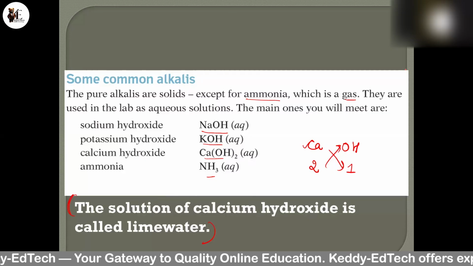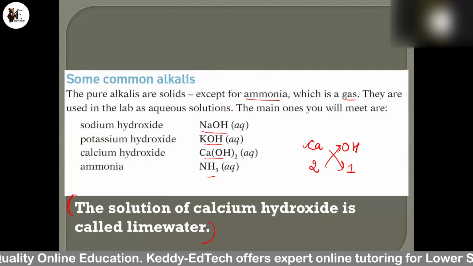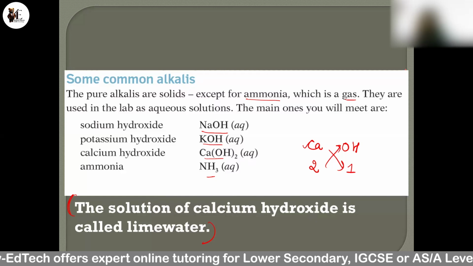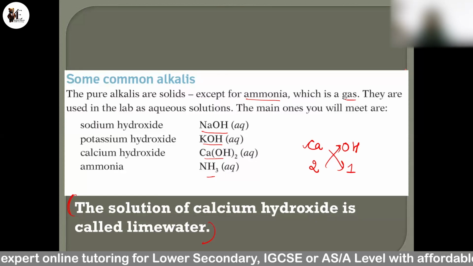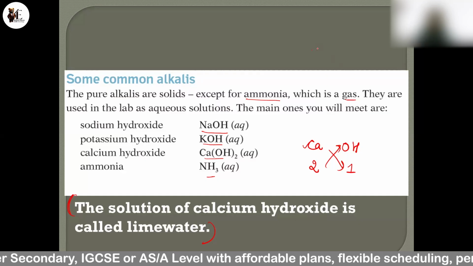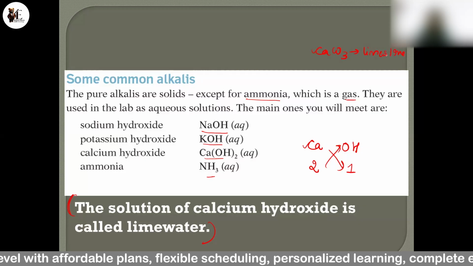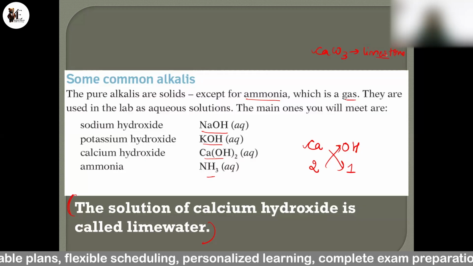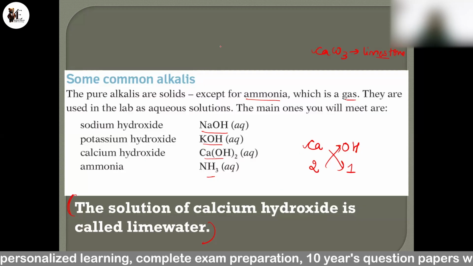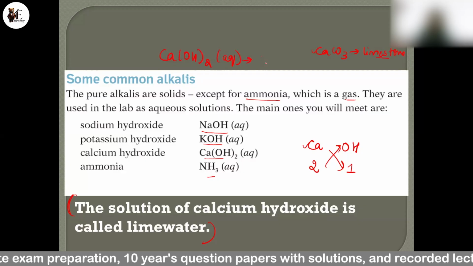Ma'am, is it like the difference in state that causes the difference between lime water and limestone? Yes, there's a difference. Limestone is calcium carbonate, but lime water is a solution of calcium hydroxide in water. This is my limestone, calcium carbonate. But what is lime water? It is a solution of calcium hydroxide in water. So you can say calcium hydroxide in aqueous state. It is your lime water.